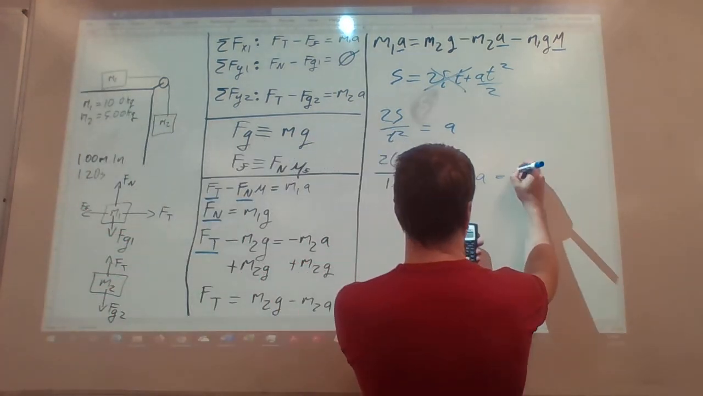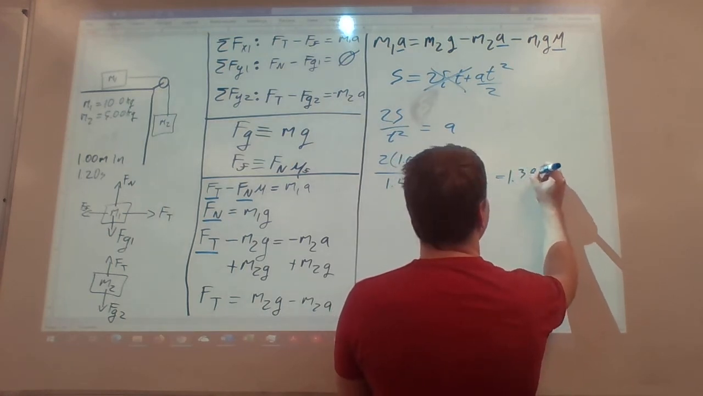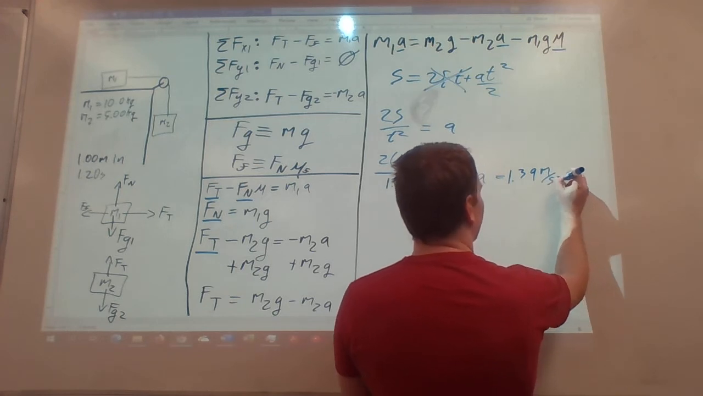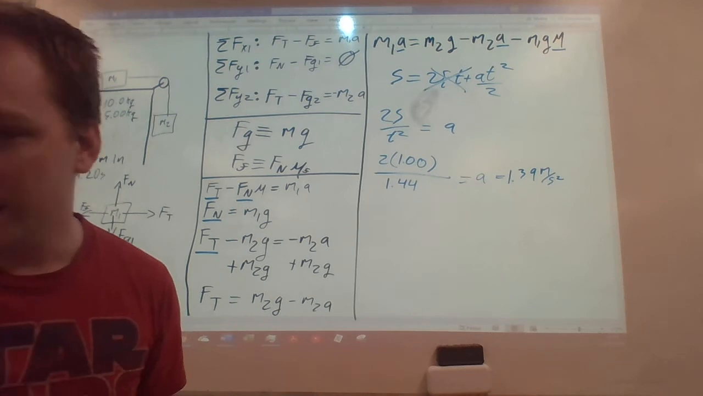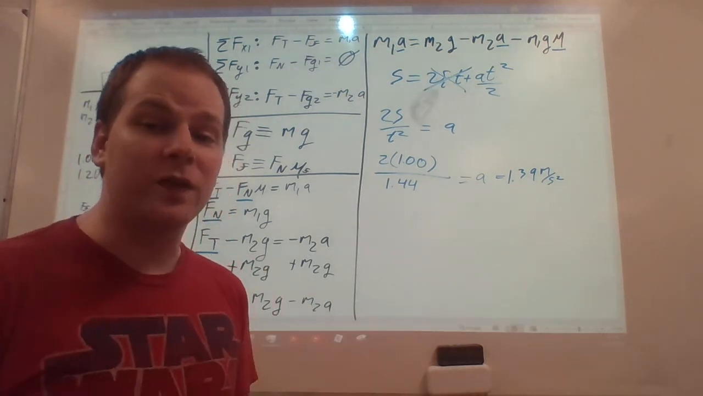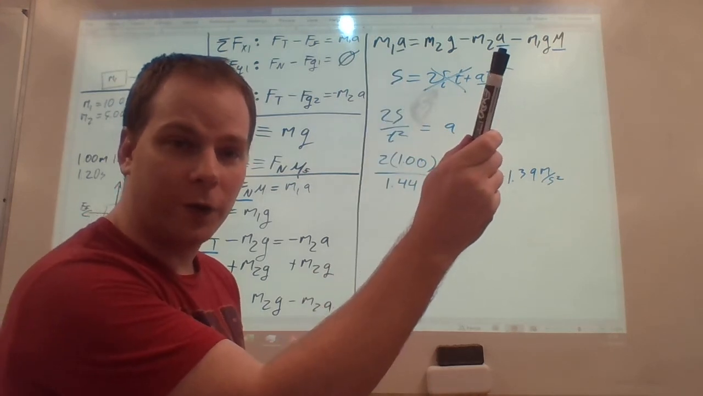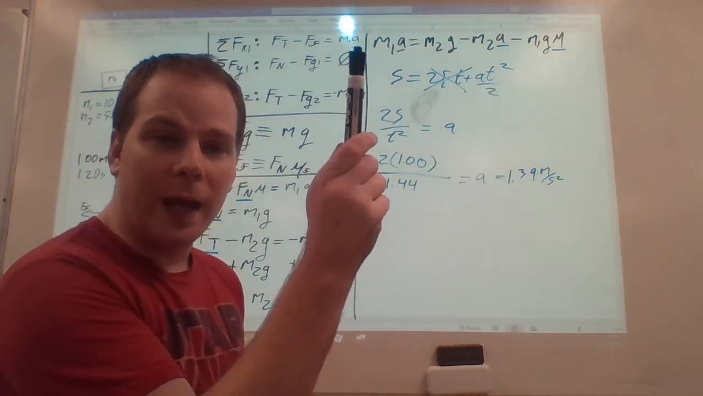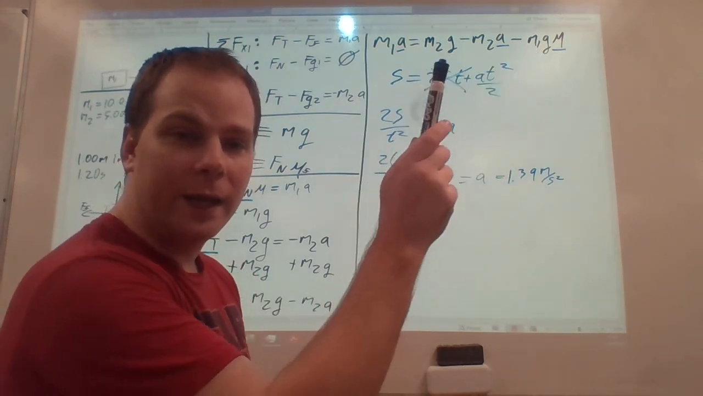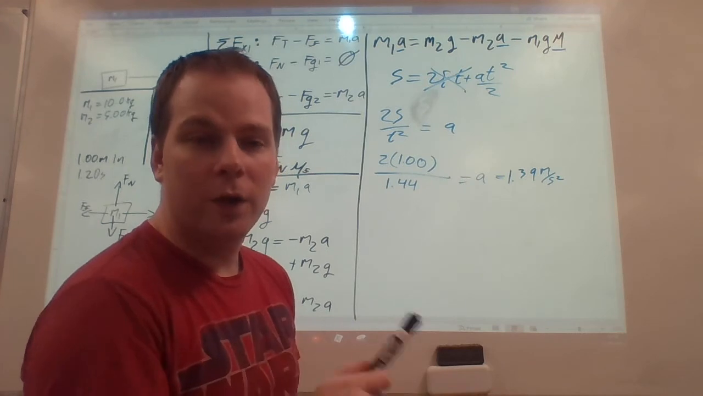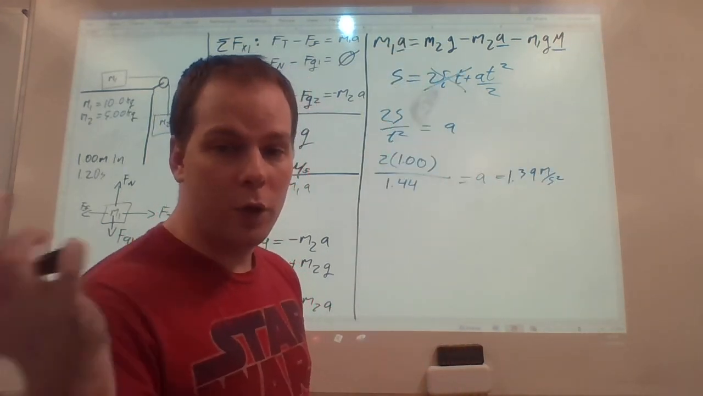which gives us an acceleration of 1.39 meters per second squared. Now we know everything except for mu. We know a, which has to be the same. M1 and M2 were all provided in the question, and g is a constant. So we need to solve this equation for mu, and that's it.